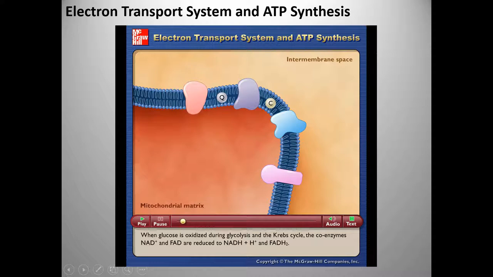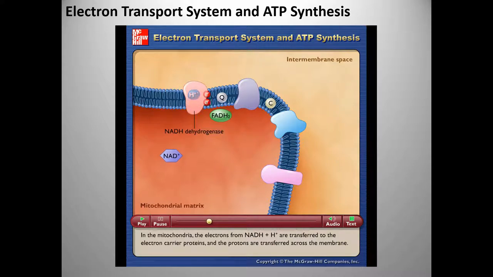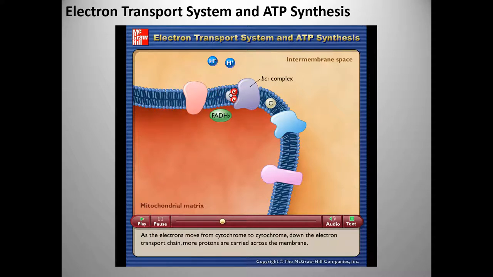When glucose is oxidized during glycolysis and the Krebs cycle, the coenzymes NAD+ and FAD are reduced to NADH + H+ and FADH2. In the mitochondria, the electrons from NADH + H+ are transferred to the electron carrier proteins, and the protons are transferred across the membrane. As the electrons move from cytochrome to cytochrome down the electron transport chain, more protons are carried across the membrane.